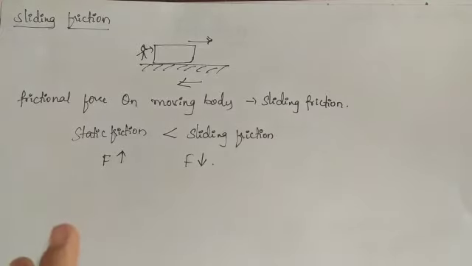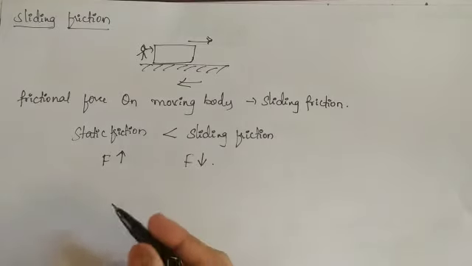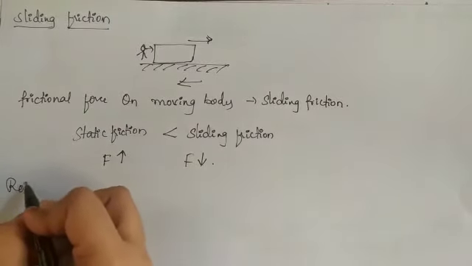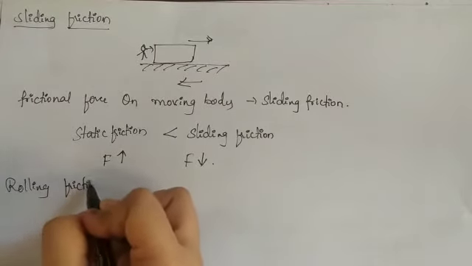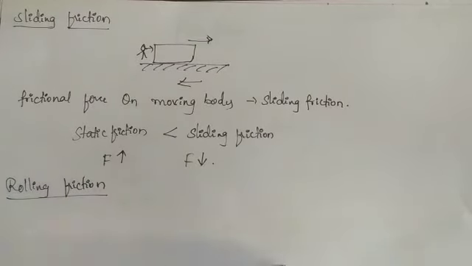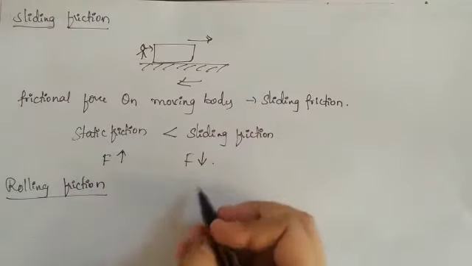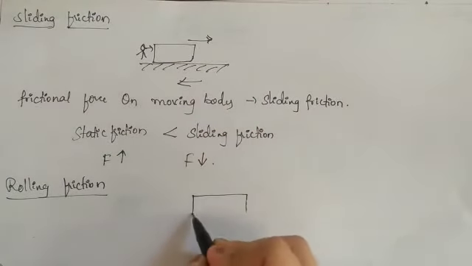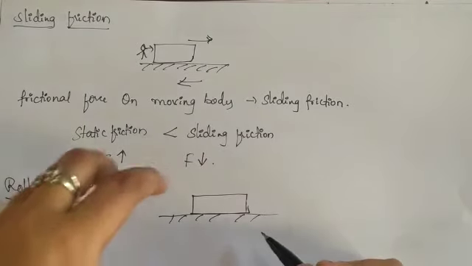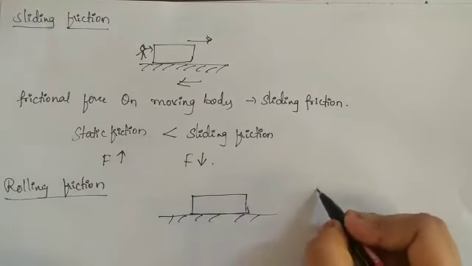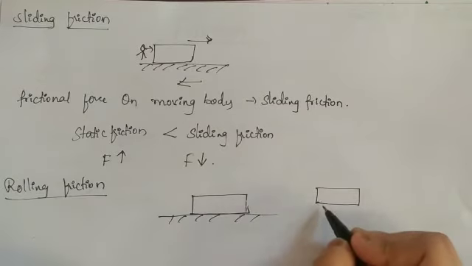Similar to this, the last thing: what is another type of friction? It is rolling friction. So what does rolling friction mean? Take the same example of a wooden block or anything on the surface. Instead of this, I am placing a wooden block with wheels here.